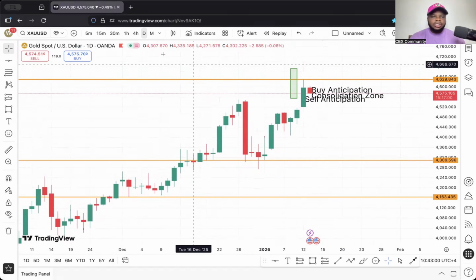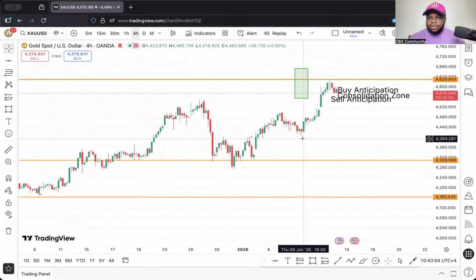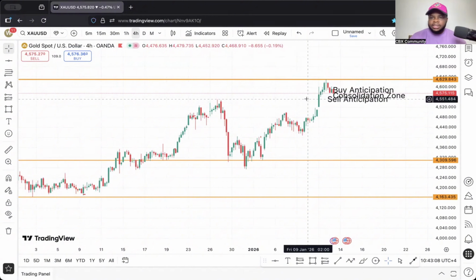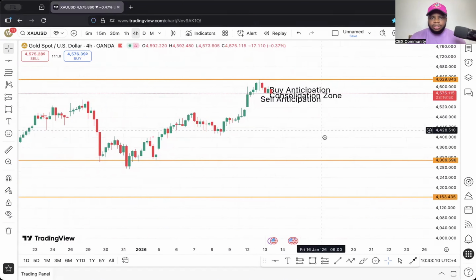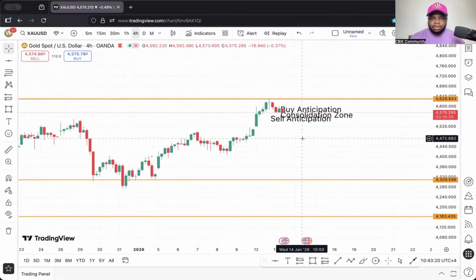So let's go to the H4. So looking at the condition of the H4, let's delete this. We should be able to identify our recent support and our recent resistance, but I love to identify my support zone and my resistance zone using the H1 and the 30 minutes.